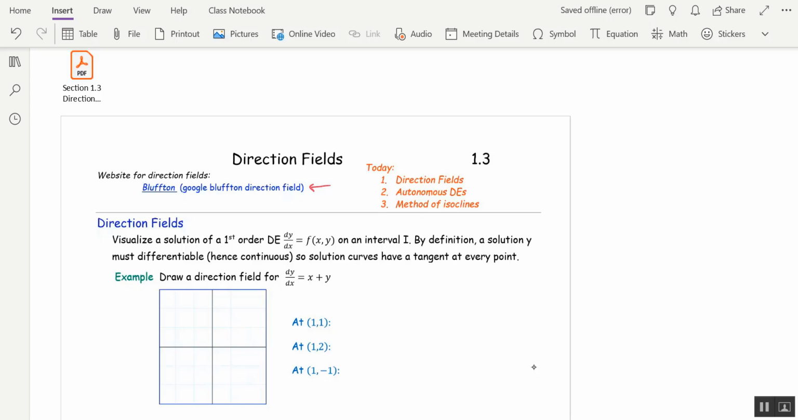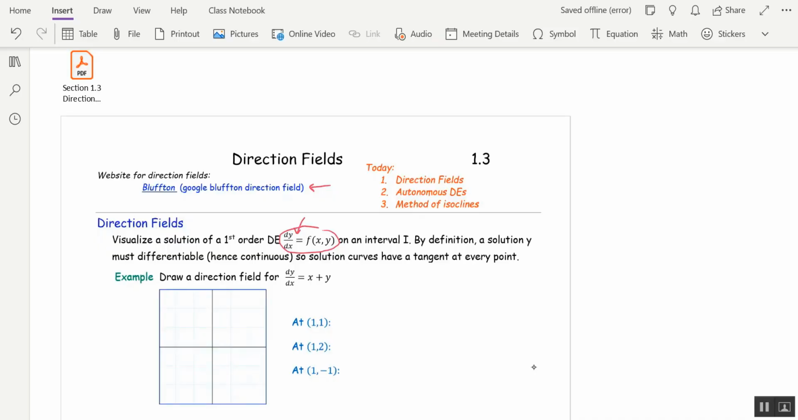So a direction field is a two-dimensional graph that tells you the direction each solution goes in. Your typical well-behaved first-order differential equation is going to have one solution that passes through each point. Well, we don't know what the solution looks like, but we can approximate what it looks like by looking at the tangent lines of the solution, because dy/dx is the slope of the tangent at any point.